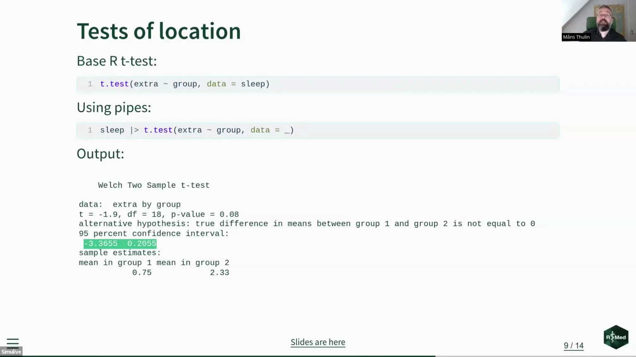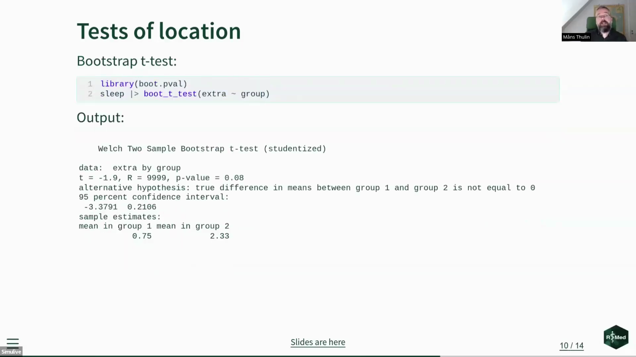But you can use a Bootstrap t-test instead. Using the boot.pval package, what you have to do is load this package. And then in a single line of code, you simply replace the t.test function with the boot.t.test function, provide a model formula. No need to use that placeholder because this has been designed to work with pipes. And from this, you get the output for a Bootstrap t-test.